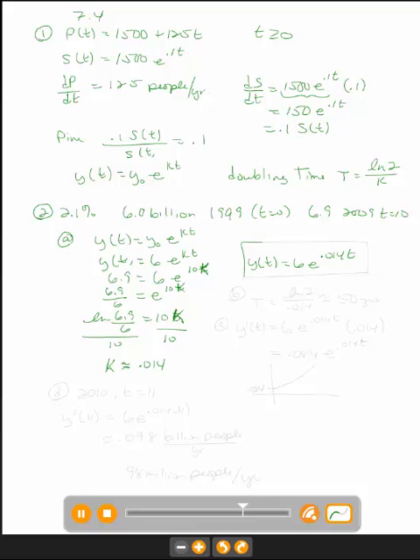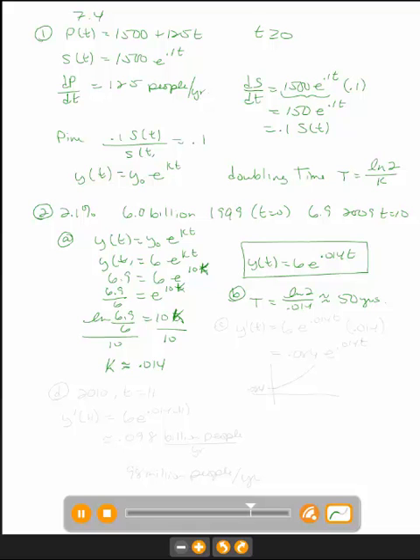Part B wants the doubling time. So to get the doubling time, I just take the natural log of 2 and divide it by 0.014, and we get approximately 50 years. So it takes 50 years to double the population.